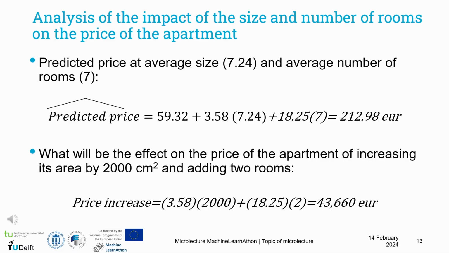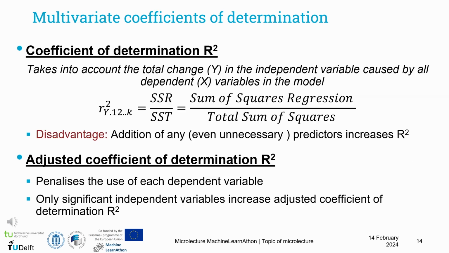To make useful predictions, our model must meet certain conditions, but more of that later. Assuming it does, we can estimate outcomes based on real inputs. In this case, using average values for size and number of rooms, the predicted apartment price is around 213 euros. If we increase the area and add 2 rooms, the model predicts a significant price increase. This shows how regression can be applied for practical forecasting.